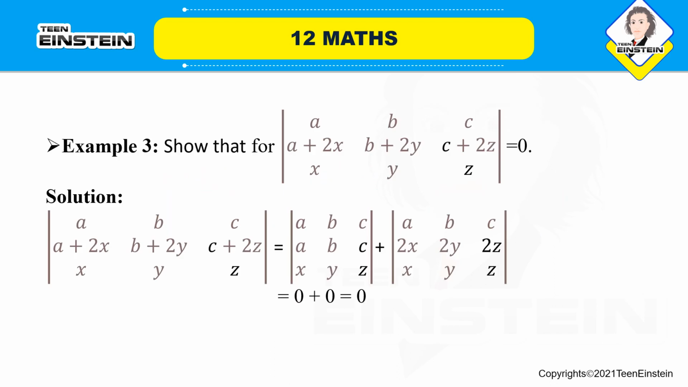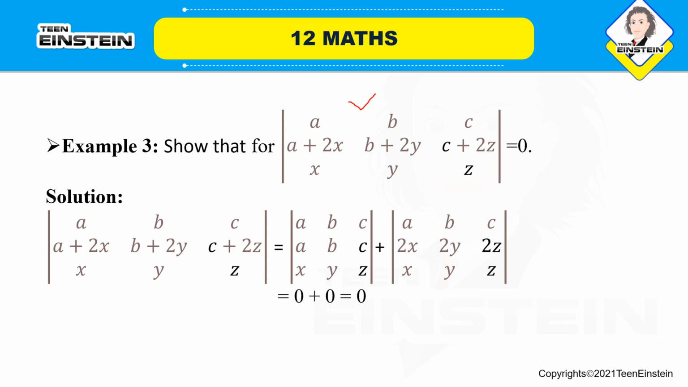Let us see one example for this property. Show that for the determinant a, b, c, a plus 2x, b plus 2y, c plus 2z, x, y, z is 0. We have to show that the value of this determinant is 0.